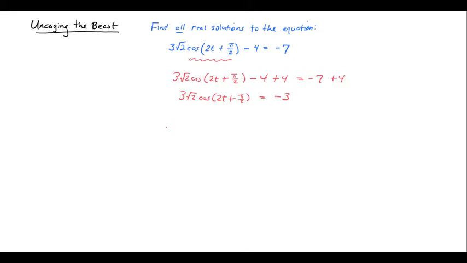Now again, my goal is to get this part by itself, this cosine of 2t plus pi over 2. So my next step is going to be to divide both sides by 3 square root of 2. So I'm going to show that in a separate step here, and I urge you to do the same. Sometimes students try to do several steps at once, like they'll show the division in this step as well. I actually encourage you to spread the steps out a bit. So rewrite this, and then show the division by 3 square root of 2 in order to isolate the cosine.